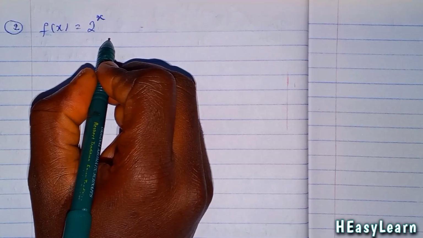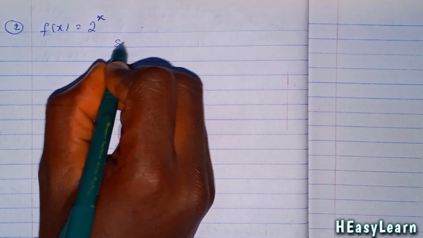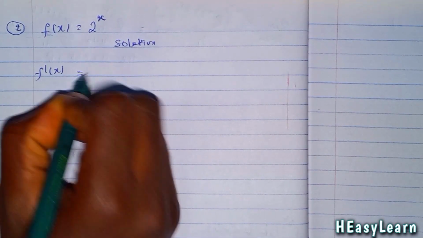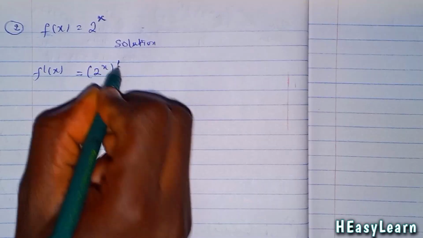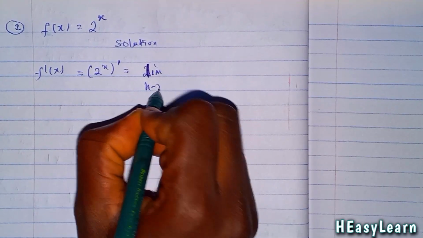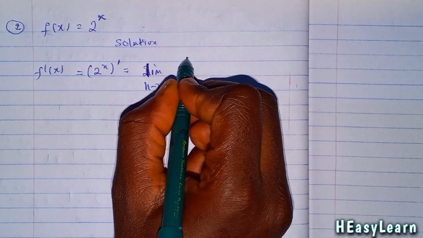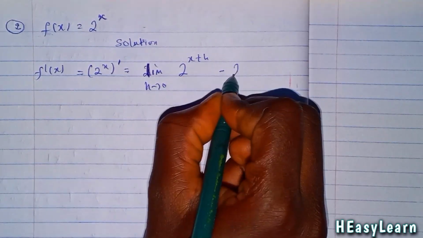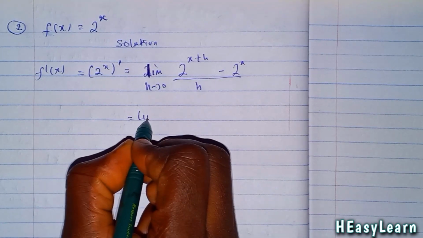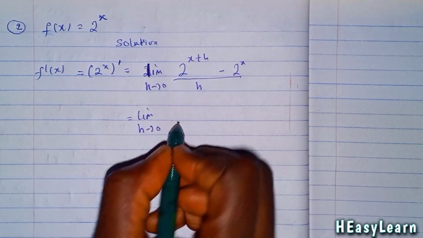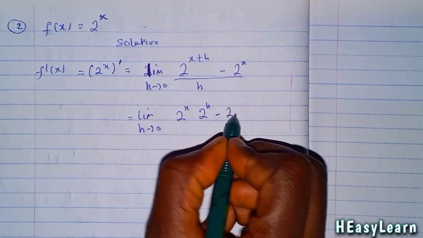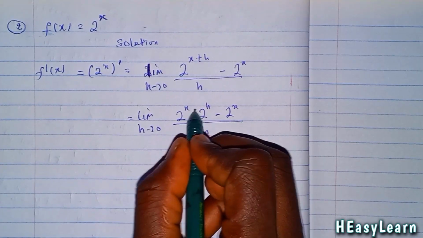Given the function f(x) equals 2 to the power of x, to use first principle to find the derivative of this function, f prime of x is the same thing as, anywhere there is x, plug in x plus h: 2 to the power of x plus h minus the original function over h. This is the same thing as the limit as h approaches 0 of 2 to the power of x times 2 to the power of h minus 2 to the power of x over h, by the law of indices.